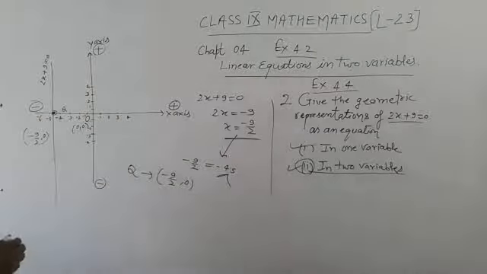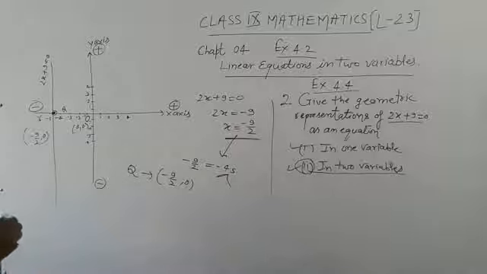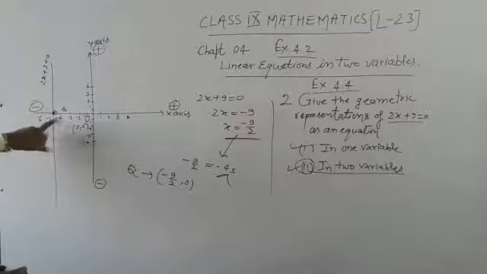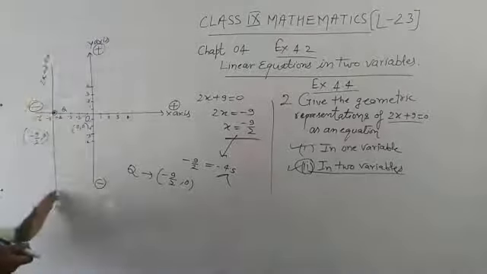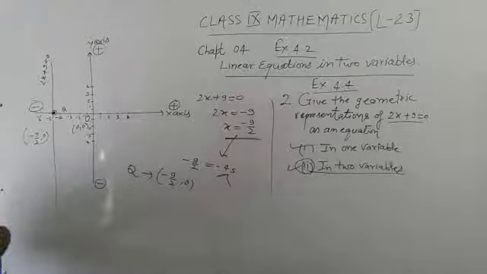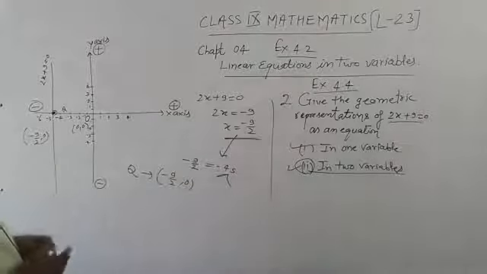So students, this is the representation of 2x plus 9 is equal to 0 in two variables with the help of this Cartesian plane. Okay students, and Q is the point of intersection of the x-axis and the 2x plus 9 line. The coordinate of Q is minus 9/2 and 0. So okay students, write this solution.